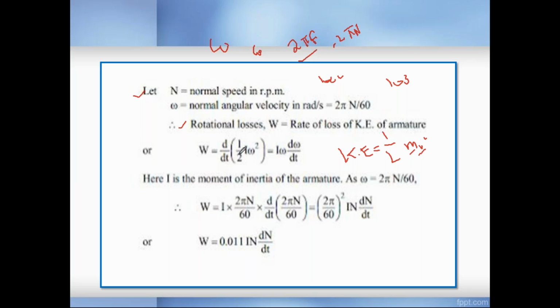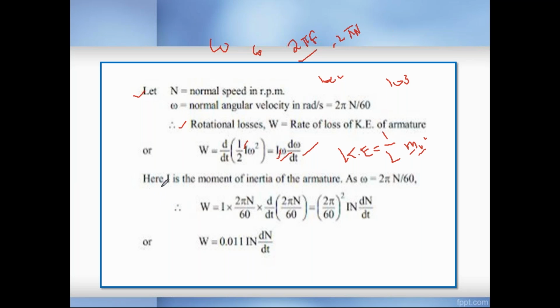From this, we can represent W as the rate of change of kinetic energy, d by dt of half I omega square, where in terms of mass I choose the moment of inertia I, and in terms of velocity I use the angular velocity omega. I is the moment of inertia and omega is the angular velocity. If you differentiate with respect to time, omega square gives 2 omega, so the 2 and the 2 get cancelled, giving I omega d omega by dt. This is the rotational loss in terms of moment of inertia and angular velocity.